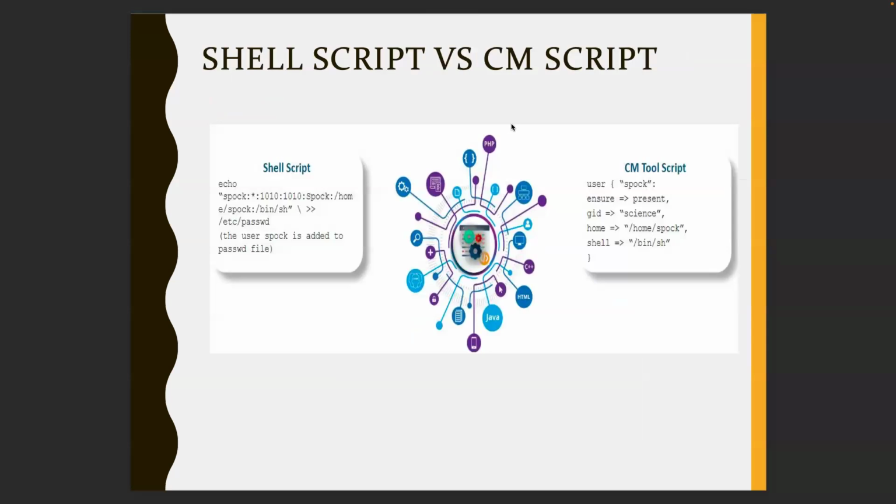Before configuration management tools, they used shell scripts to manage and configure the infrastructure. See here, this is a shell script to create a user called Spock. This is the same script, meaning a script to create the same user, using a configuration management tool. You can see the difference. A shell script is a bit difficult to understand, whereas a configuration management tool script is human readable. Just by reading it, you can understand the majority of the code.